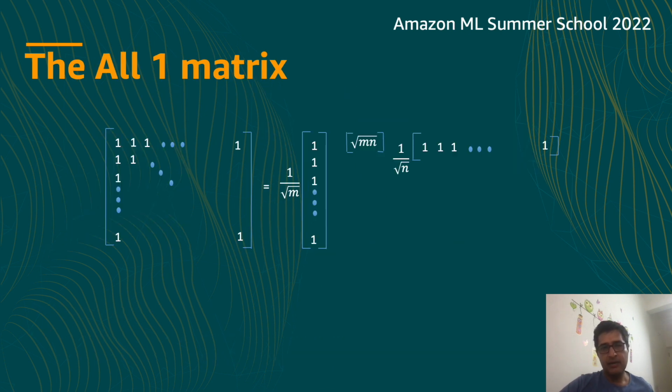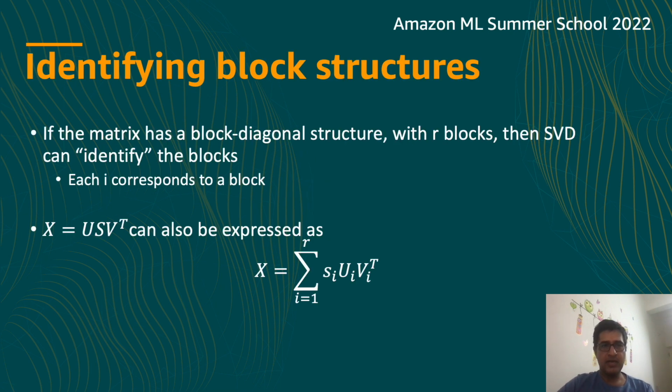In case we had, let's say, an all-one matrix as a toy example, so in case you have an m cross n all-one matrix, it would get represented as 1 by square root m of a unitary matrix of this type, a single element of square root mn, and 1 by square root n of a unitary matrix transpose. So what SVD does is that it allows us to identify block diagonal structures.